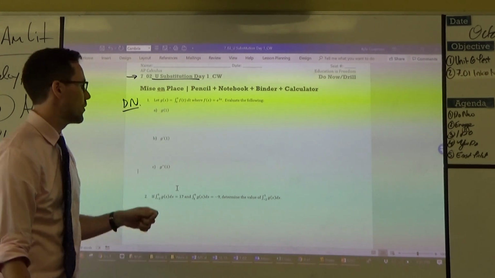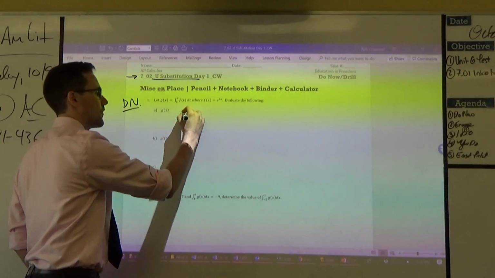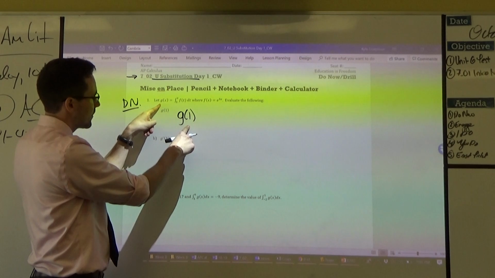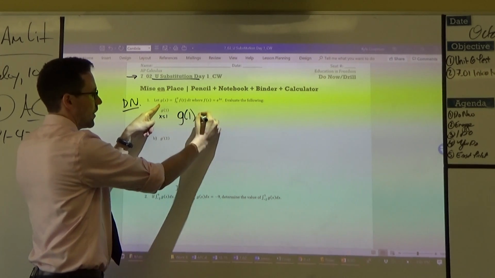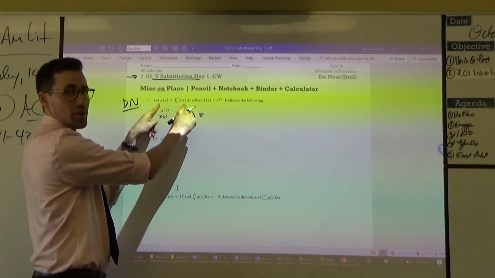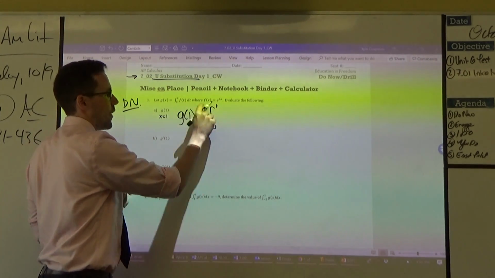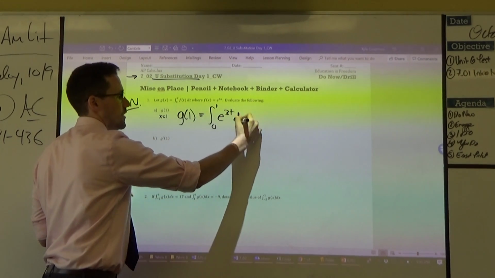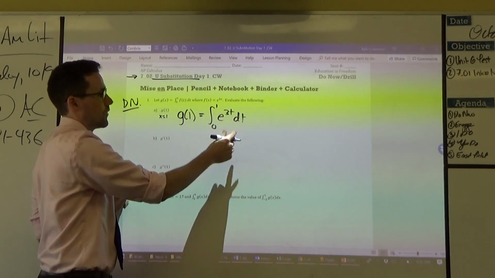Right, you've unpaused the video. Let's check A, B, and C first. If I'm looking for g of 1, I look at the function g of x, and I know that x equals 1 for this. So if I substitute for what the function's defined as, I get the integral from 0 to 1 of f of t dt, that's defined as e to the 3t dt. We're just replacing things with t's, so our variables don't overlap.